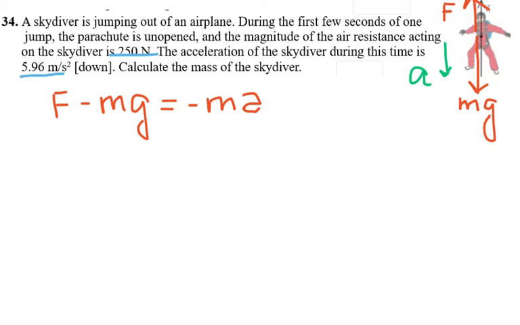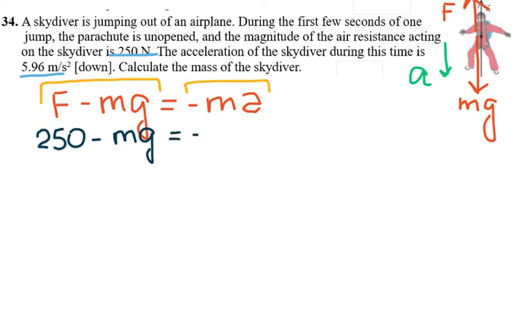I use Newton's second law to write this equation. So for Newton's second law, we have the net force is equal to mass times acceleration. Back to our problem. They say that the skydiver has the magnitude of the air resistance force acting on him, or her, 250 newtons. So instead of F, I'm going to plug in 250. So this is 250. And then I have minus mg equals negative ma. They give you acceleration, so I can plug in that one. And I know acceleration due to gravity is 10.